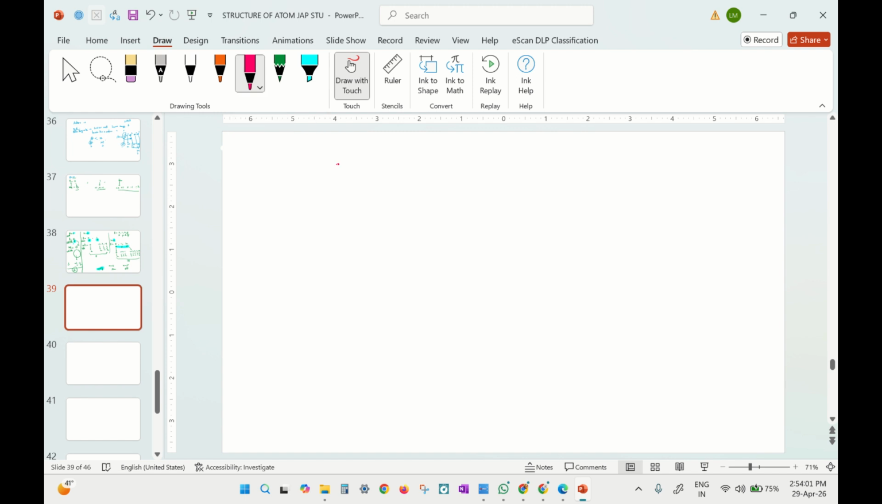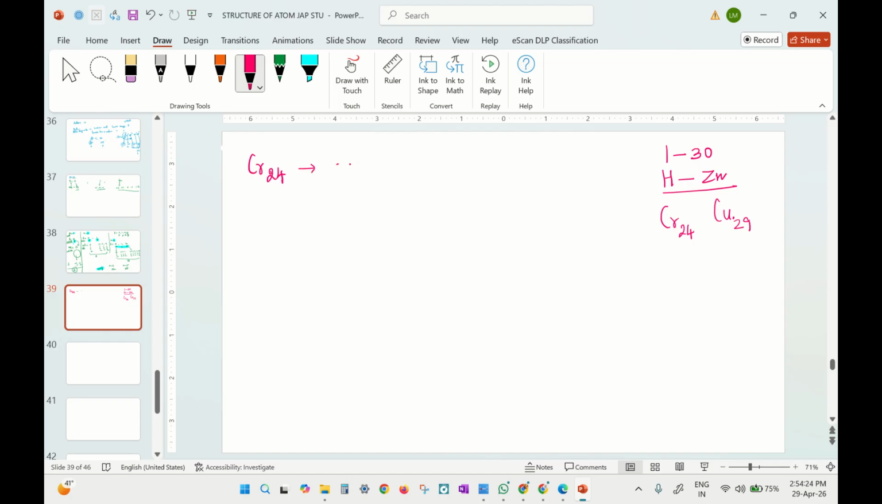See, now chromium is 24. Actually, from 1 to 30, that is starting from hydrogen to zinc, there are only two elements which have got abnormal electronic configuration. That is, chromium and copper. Chromium with atomic number 24 and copper with atomic number 29.